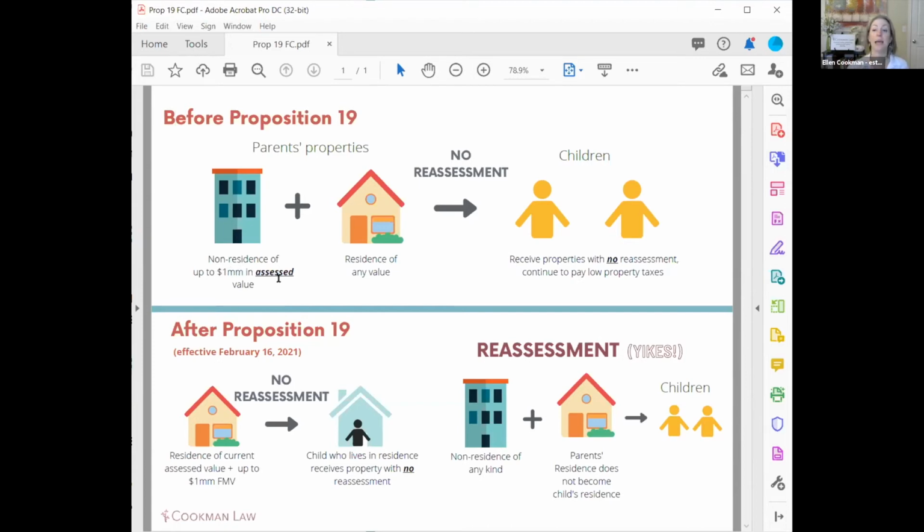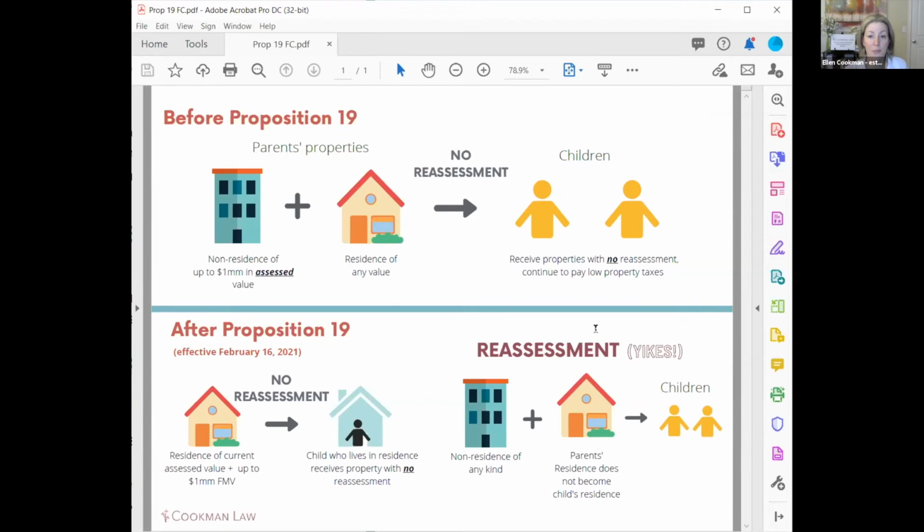So keep in mind, if a parent, for example, bought 2 rental properties back in the 70s that were assessed at $500,000 each, and now they're worth $3 million each, they can pass along those 2 rental properties to the children free of a reassessment, because those rental properties, when you add up the value, the assessed value is only $1 million, as opposed to the $6 million fair market value. So this was really helpful for a lot of parents and children. Okay, so here's what happened.